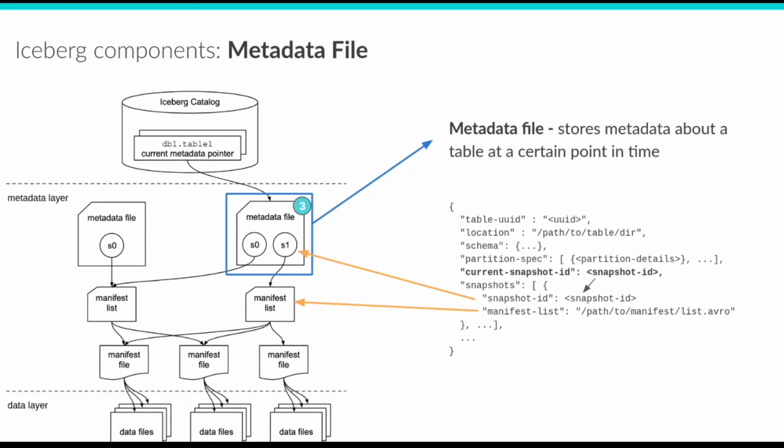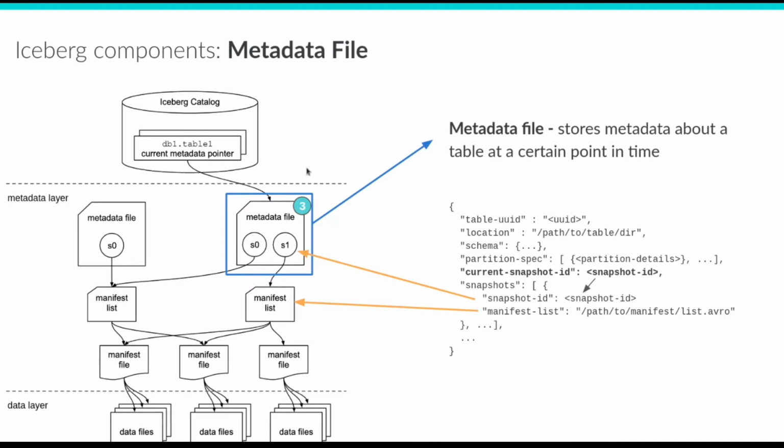So it tells you, hey, what is the current partitioning scheme? How is this table currently being partitioned? How was it partitioned in the past? What is the current schema? How was the schema in the past? What is the current snapshot? What were the previous snapshots? So all the data you'd want to know about the table at the highest level is going to be in this metadata file. Basically, think of it as the global, what-is-the-table file.